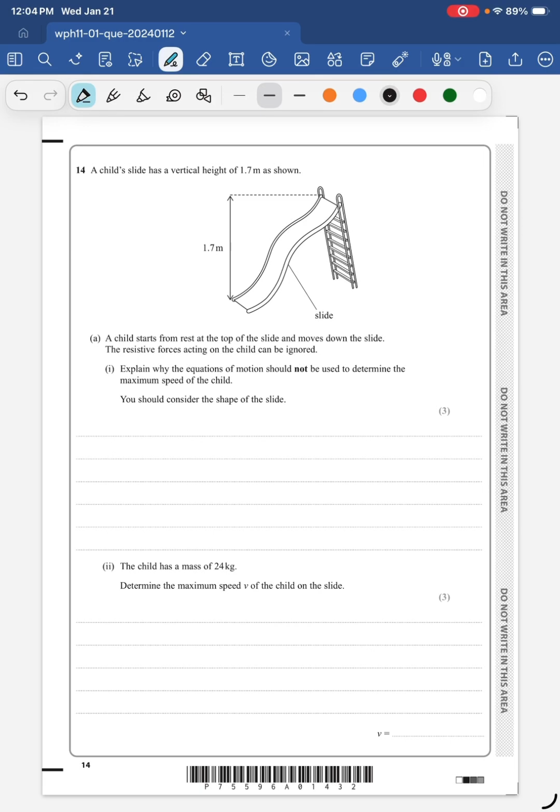A child's slide has a vertical height of 1.7 meters as shown. A child starts from rest at the top of the slide and moves down the slide. The resistive forces acting on the child can be ignored. Explain why the equations of motion should not be used to determine the maximum speed of the child. You should consider the shape of the slide.